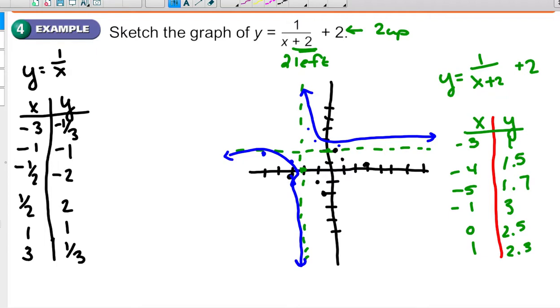And so then you would plot those points. So -3, 1. -4, 1.5. -5, 1.7. Oh, stop it. -1, 3. 0, 2.5, and then 1, 2.3.